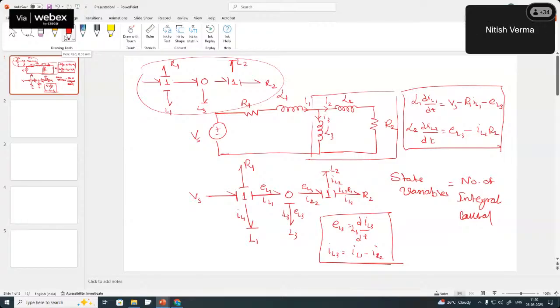Okay, sir. That's controllability. Now here, what is the controllability? You have to control IL1 and IL2. IL3 will be automatically controlled because it algebraically depends on IL1 and IL2. Clear? Yes. Okay.